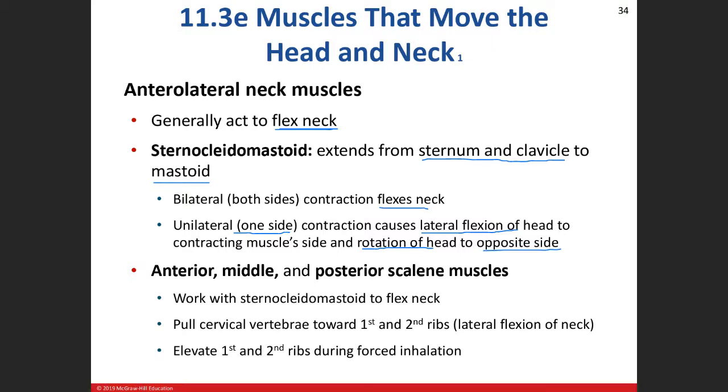All right, so the scalene sisters here, the anterior, middle, and posterior scalene, again, they will work with the SCM, the sternocleidomastoid muscle, to flex the neck. When we talk about inspiration and breathing, they help to elevate and pull the first and second ribs upwards during a deep breath. But they'll also help to forward flex the cervical vertebrae towards the first and second ribs there on the lateral flexion side.